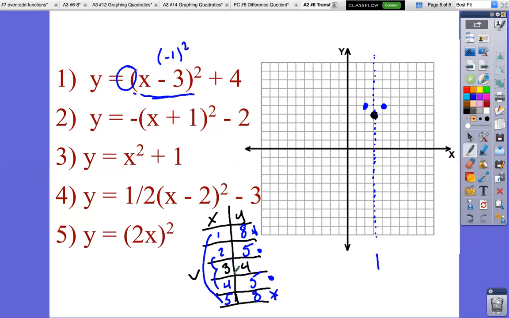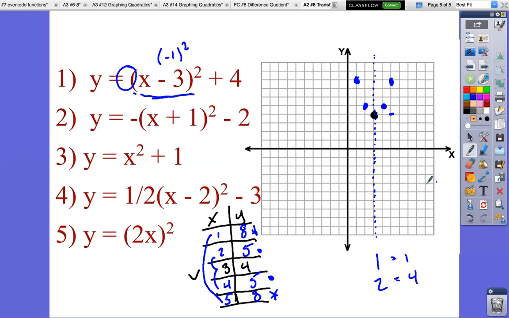So if I took one step over, I went one step up. Well, what if I took 2 steps over? So I got 5, 8, and 1, 8. How far is that from the vertex, the y values? I went from 4 to 8, so how far is that? Four. Yeah, it's just 4.